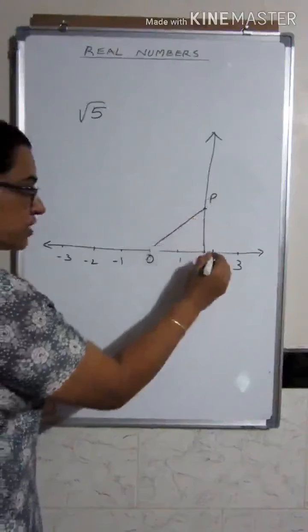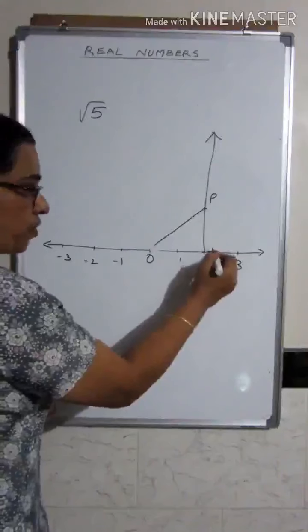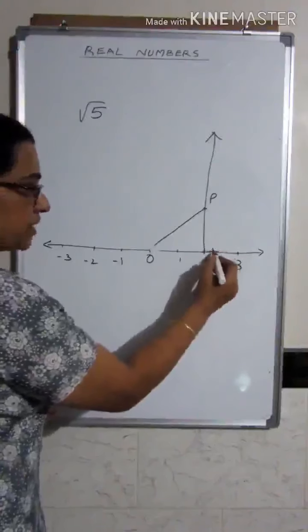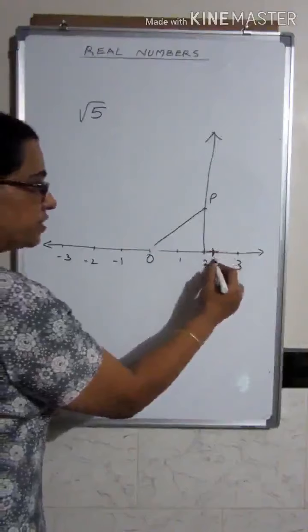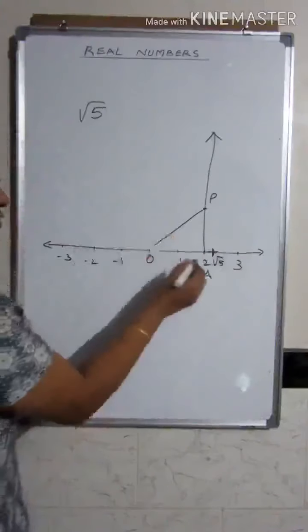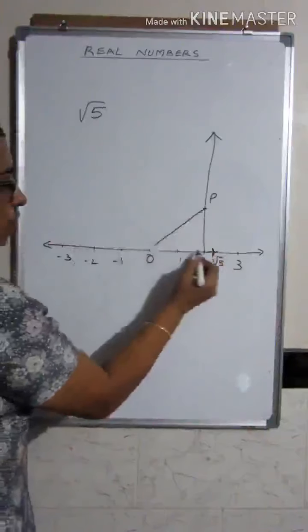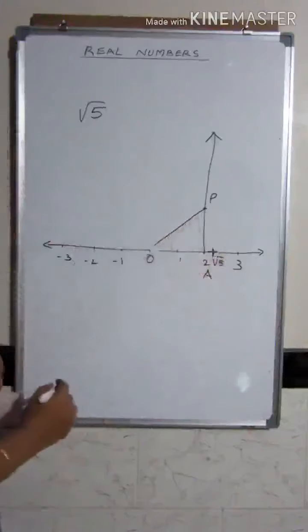So you will get an arc here. The point where the arc cuts the number line will itself be the value of root 5. So we will do the calculation and see how you are going to get this point as root 5. Now you know that OAP is a right angle triangle.